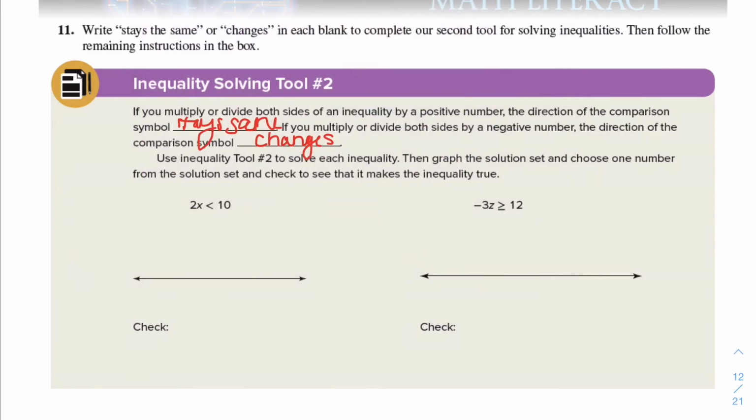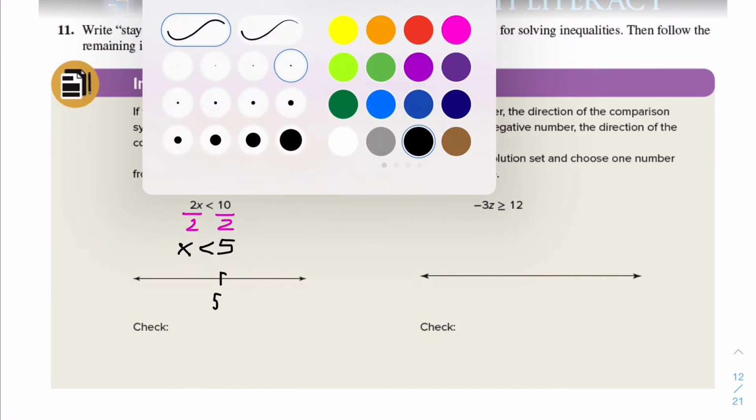We've got 2 times x. To get rid of the 2, you divide by it. And since it's a positive number, nothing will change. So 2x over 2 just leaves you with x. 10 divided by 2 is a 5. And because it was positive, the sign stayed the same. So 5 is our important number.